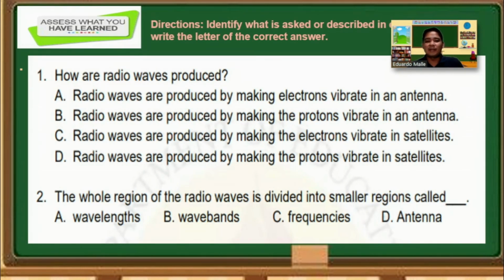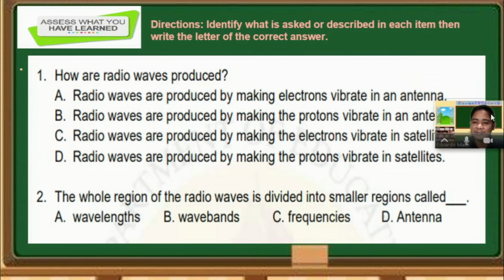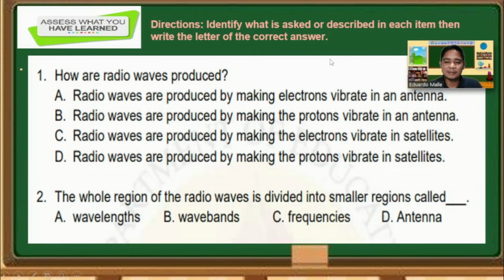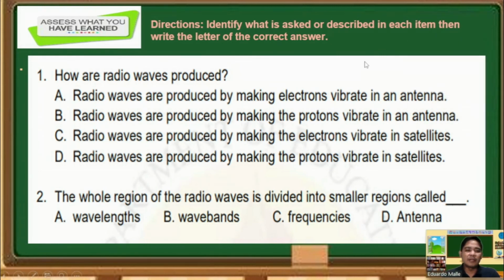Okay, let us now proceed to your assessment. We have to assess what you have learned. Number 1, how are radio waves produced? Letter A, radio waves are produced by making electrons vibrate in an antenna. Letter B, radio waves are produced by making the protons vibrate in an antenna. Letter C, radio waves are produced by making the electrons vibrate in satellites. Letter D, radio waves are produced by making the protons vibrate in satellites.